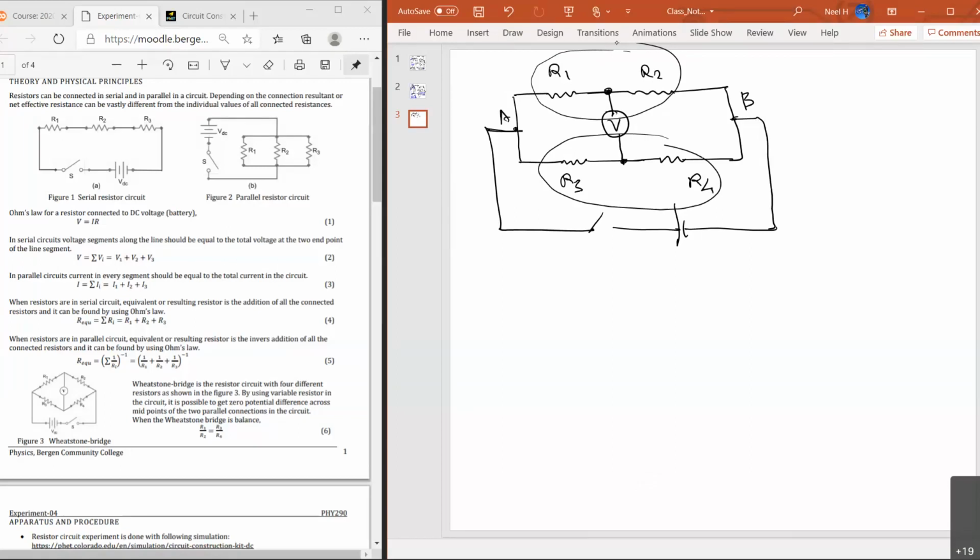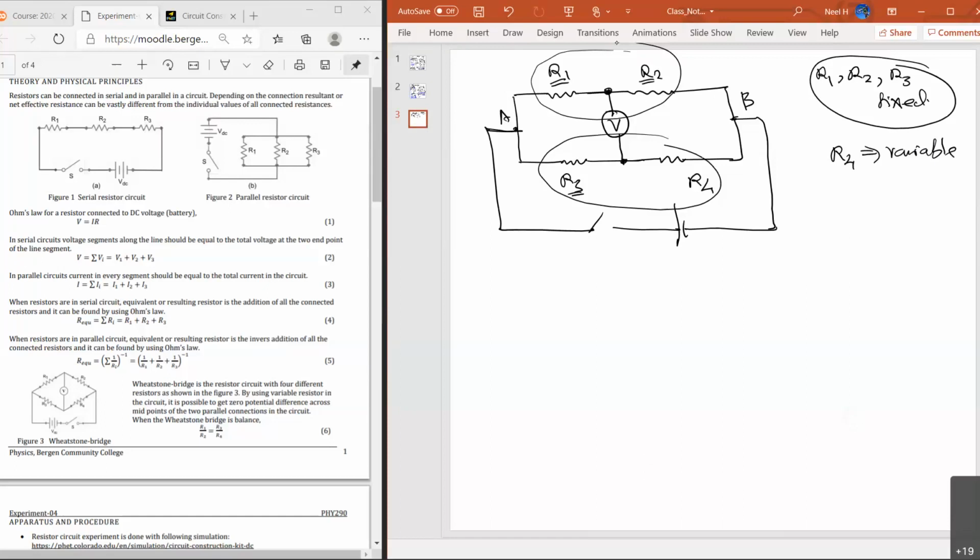Now what we're going to do, we're going to fix R1, R2 and R3. Those values we're going to fix. Some random numbers. Okay, you can fix any number. Doesn't matter technically. Then we're going to use R4 as a variable resistor. So the R4 should be a variable resistor.